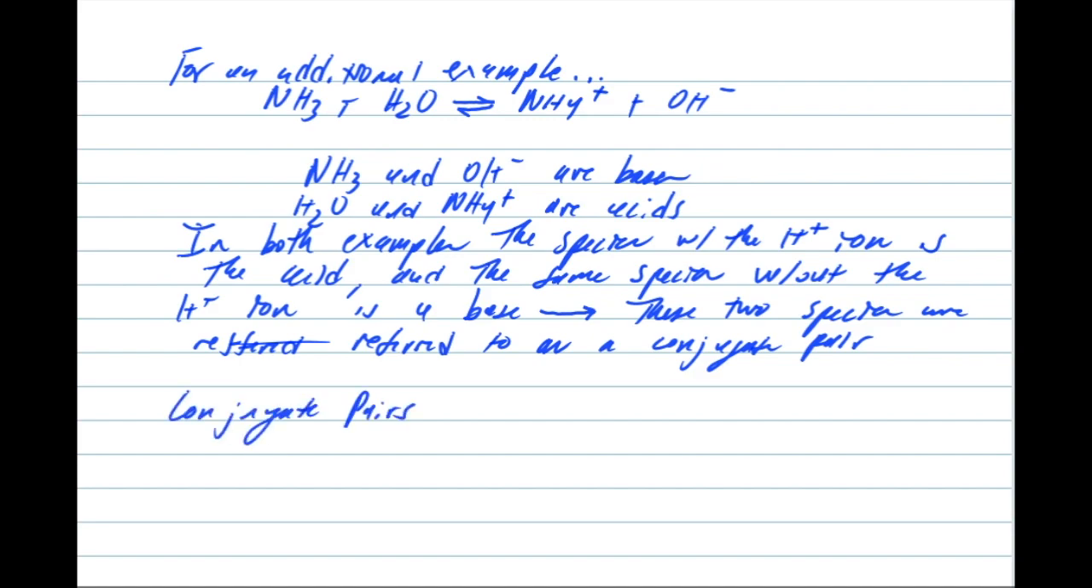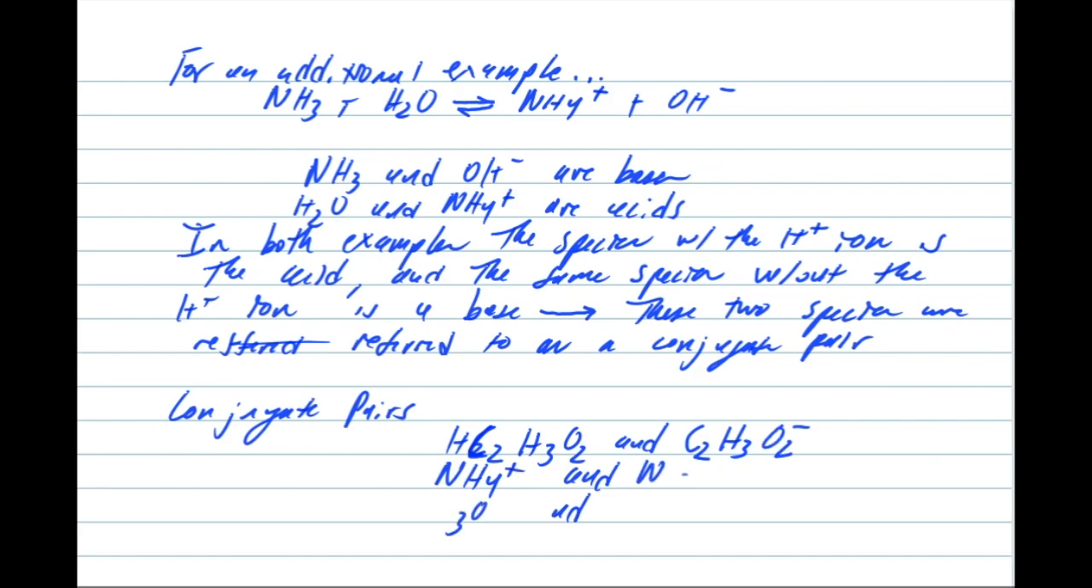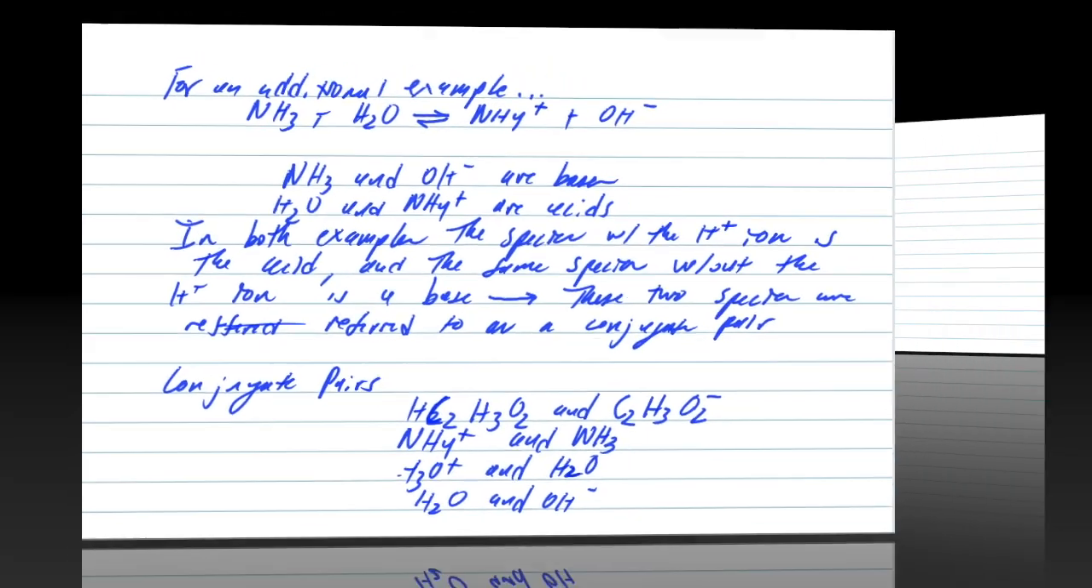We have HC2H3O2 and C2H3O2 minus. Then we got NH4 plus and NH3, H3O plus and H2O. And then we got H2O and OH minus. So we got acetic acid, ammonia, and water. And then the conjugate pair. So we have the conjugate base and the conjugate acid. And we're looking at which one has the H plus ion.